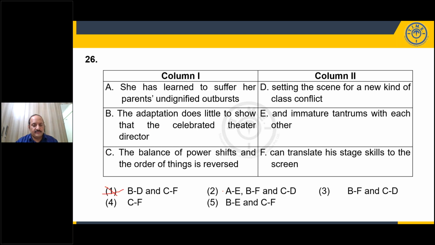If I check 2, the first is AE. She has learned to suffer her parents' undignified outbursts and immature tantrums with each other. So her parents are having a lot of fights and a lot of tantrums.